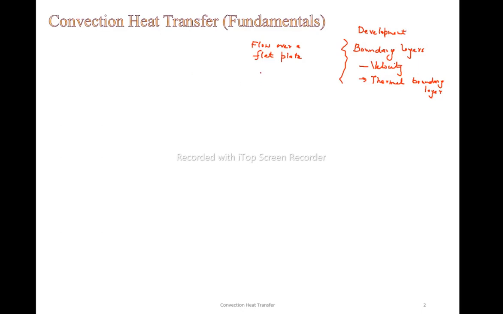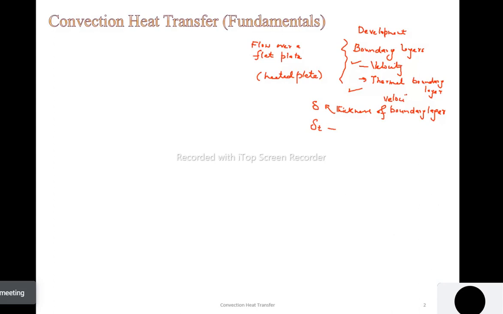Then if the plate was heated, and you were making cold air flow over, you had development of thermal boundary layers. So we were having some sort of thickness of boundary layer. This was the thickness of the velocity boundary layer, and this was the thickness of its thermal counterpart.